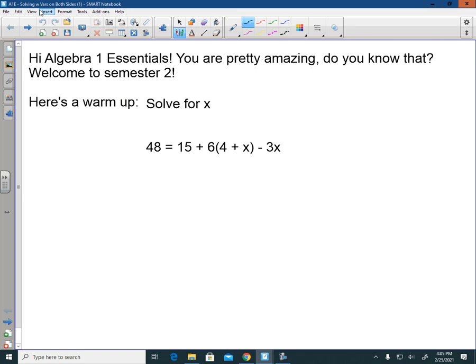So here's a warm-up for you, and I purposefully gave you a crazy equation to help you remember that no matter how crazy the equation, the steps are pretty much the same. So go ahead and pause the video and solve for x, and then come on back and we'll solve it together.